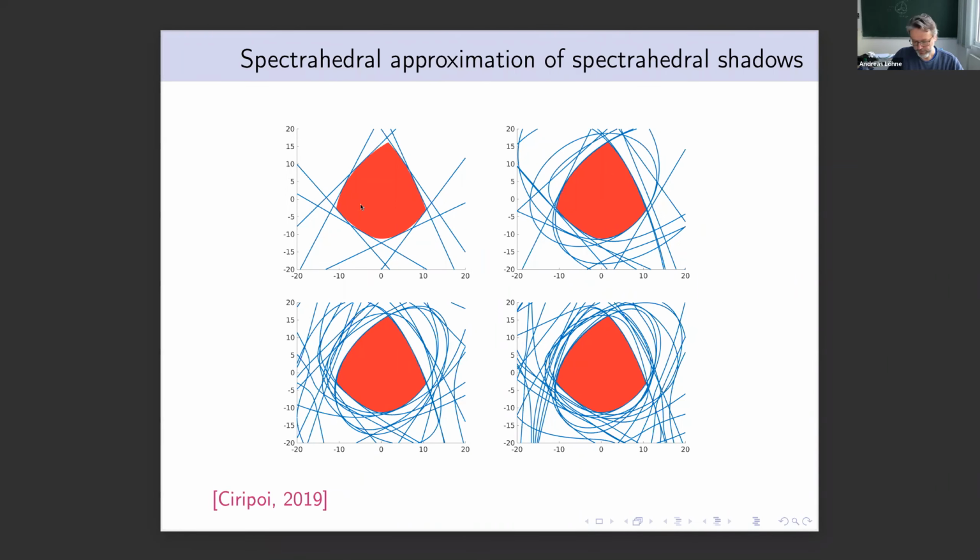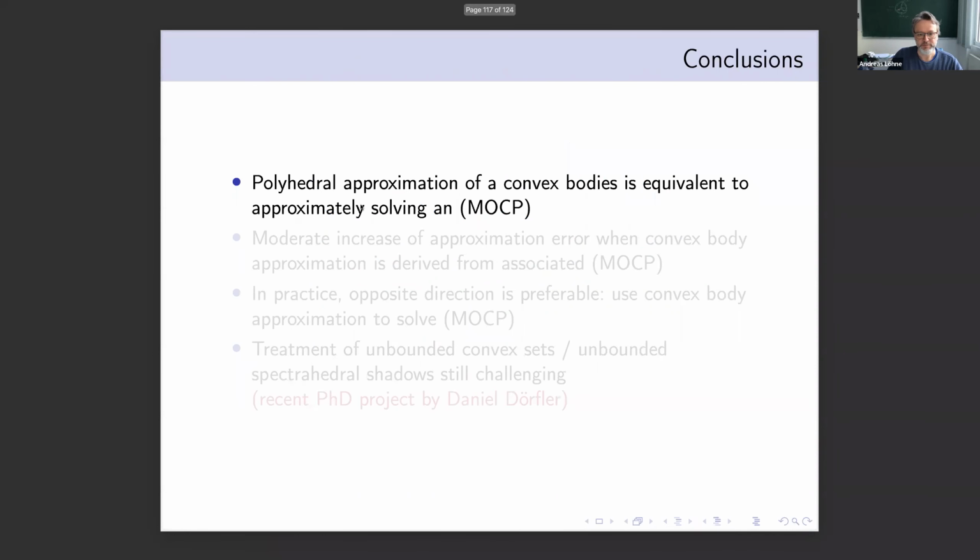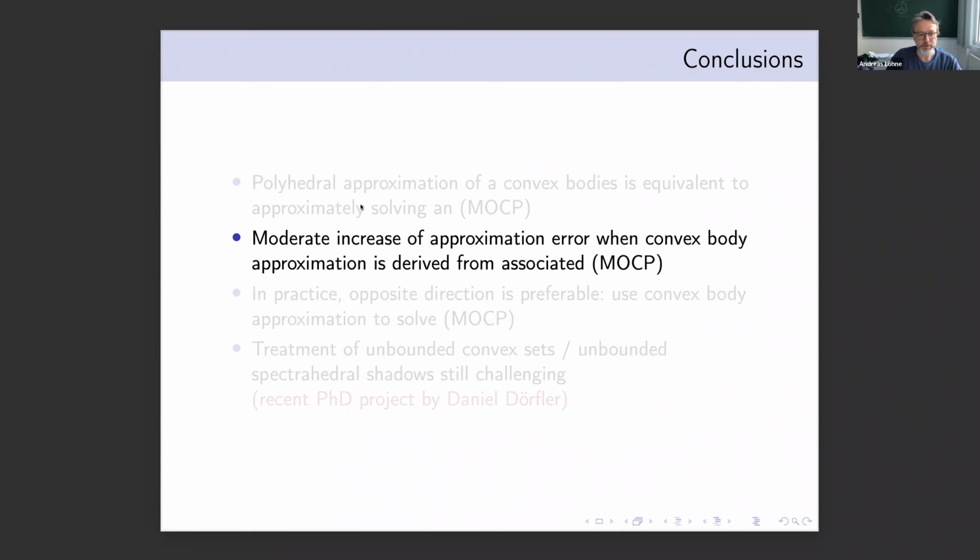So this is the end of my talk. I have conclusions here. My conclusions are that polyhedral approximation of convex bodies is equivalent to approximately solving multiple objective convex programs. We have seen that we have a moderate increase of the approximation error when a convex body approximation is derived from an associated multiple objective convex program.